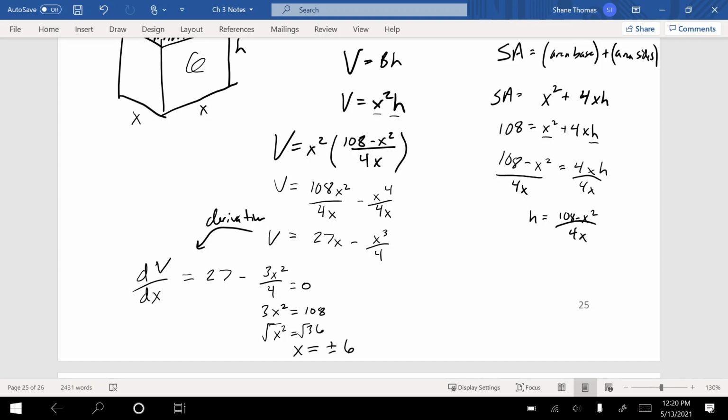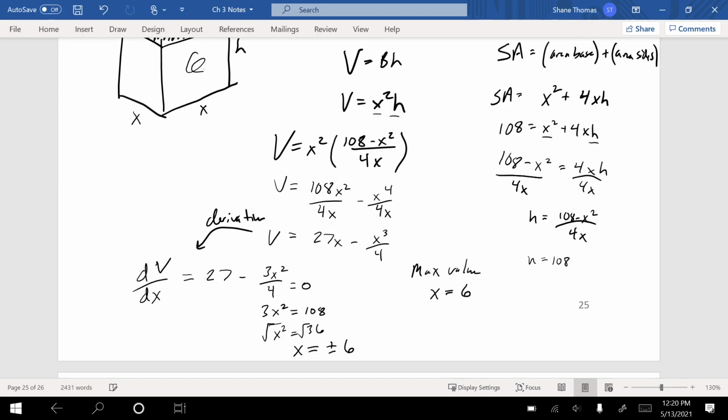Now, those are my two critical values, essentially. Looking at this, that's my side length for x. Is there any way I can have a side length of negative 6? No. So the negative doesn't work. Therefore, I have a max value when x equals 6. Okay. Now, plug that back in.